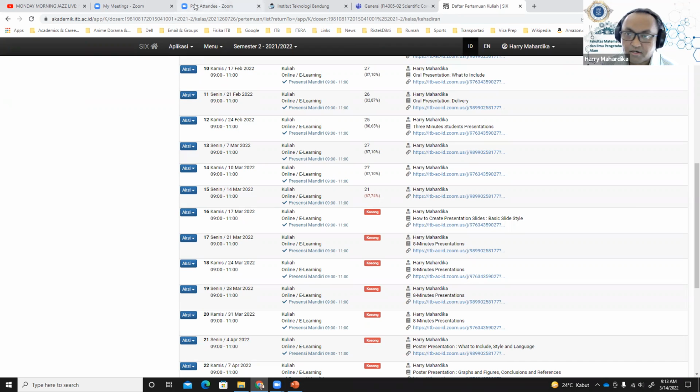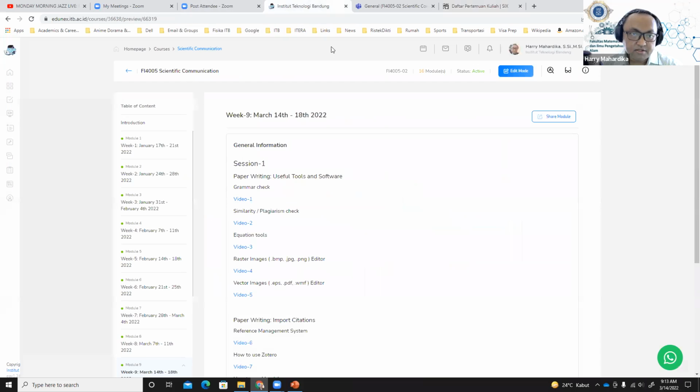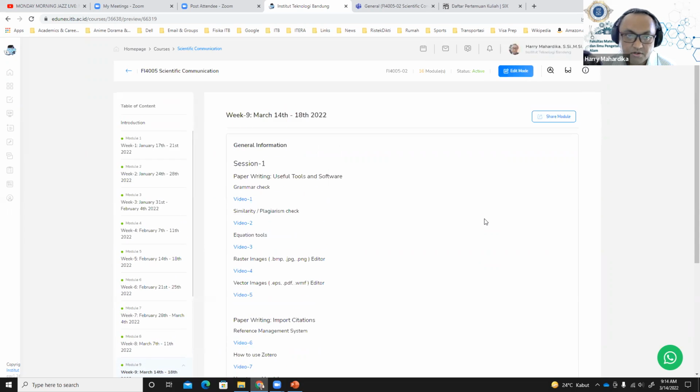So in this part of the lecture, talking about how we import citations or how we import the references that we need for our paper, we could use several applications. And what I'm going to introduce to you here is not focusing too much on the reference management system, but also other tools that may benefit us in terms of writing a paper or designing a presentation slide.